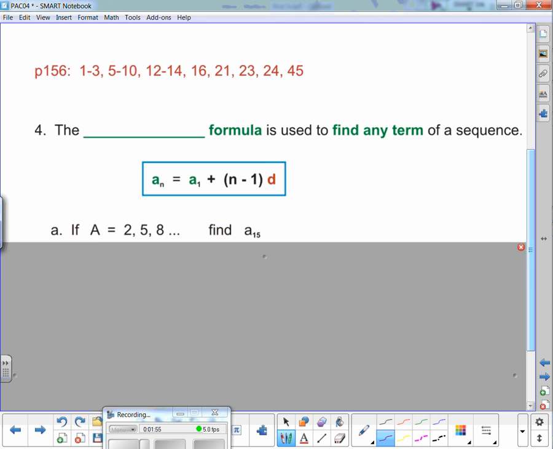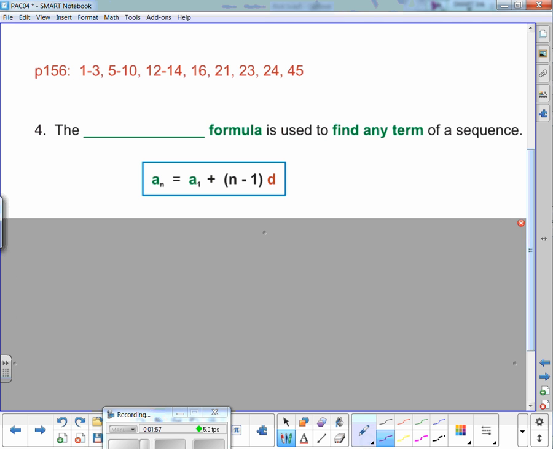And so now let's get into the more valuable formula, and that is the explicit formula. E-X-P-L-I-C-I-T, the explicit formula. You need to take notes, so get some paper out and take notes. The explicit formula is used to find any term of a sequence. You can see it's a lot more valuable. We can find any term of the sequence.